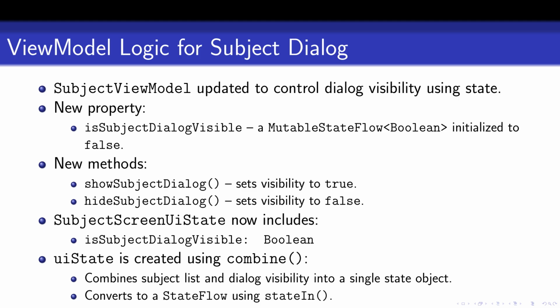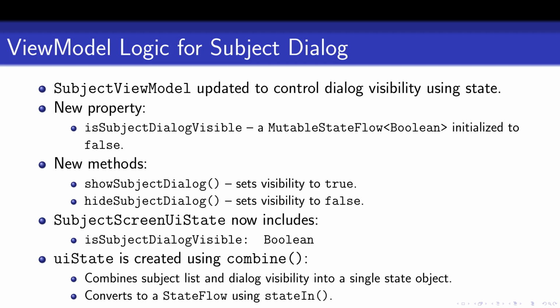To make the dialog actually appear, we need to track its visibility in the ViewModel. For this, we use a MutableStateFlow called isSubjectDialogVisible. 2 new methods, showSubjectDialog and hideSubjectDialog, set this state to true or false.